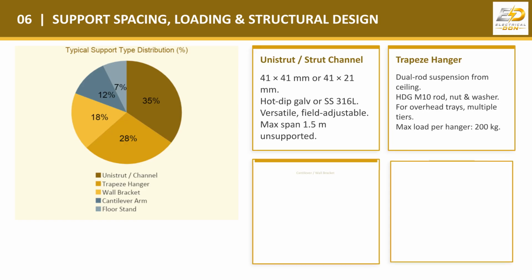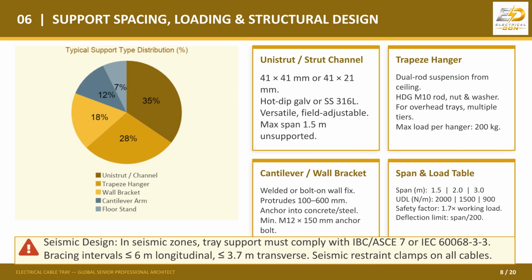Support spacing and structural design are critical. Common support types are unistrut/strut channel, trapeze hangers, and cantilever/wall brackets with specific load limits and span capabilities. For seismic zones, compliance with IBC/ASCE 7 or IEC 60068-3-3 is required, demanding stringent bracing intervals and cable clamps.